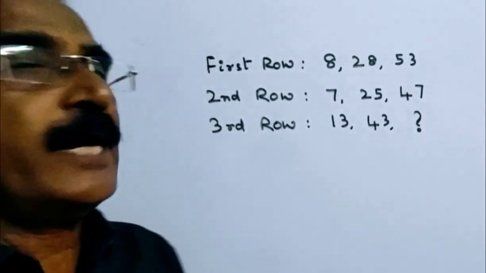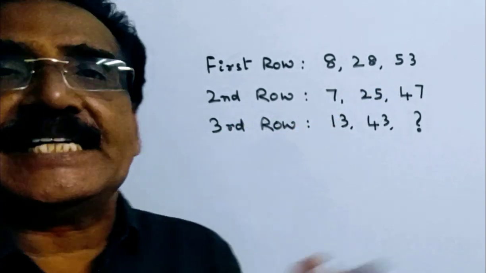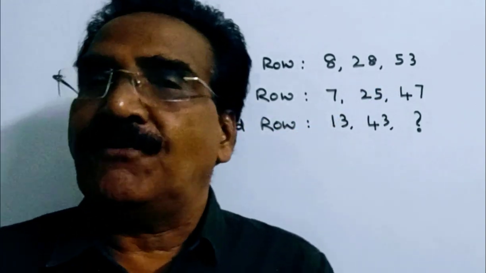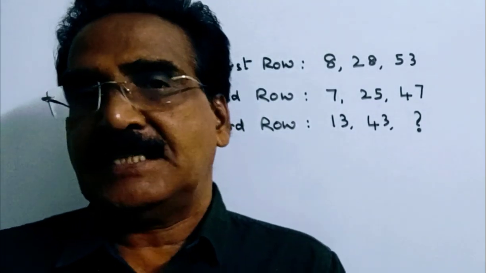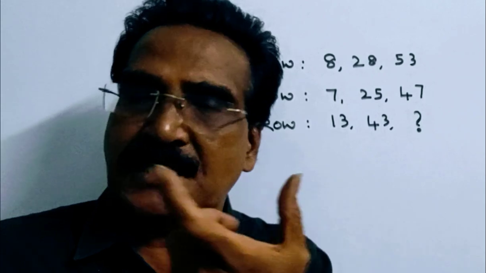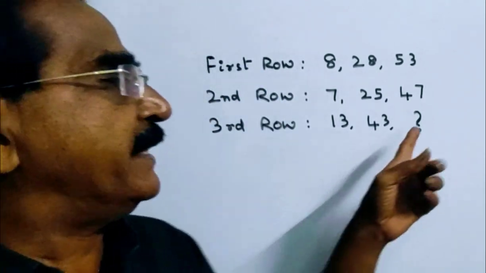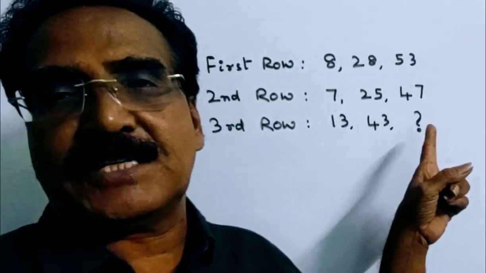Please look at the next problem in number analogy. Here we have three rows, and that means three sets. These three sets, the sets given in the first row, second row and third row, follow the same pattern. So according to the pattern, which number will replace the question mark?